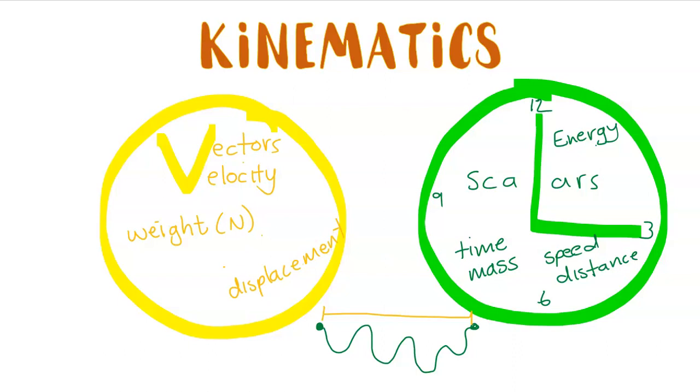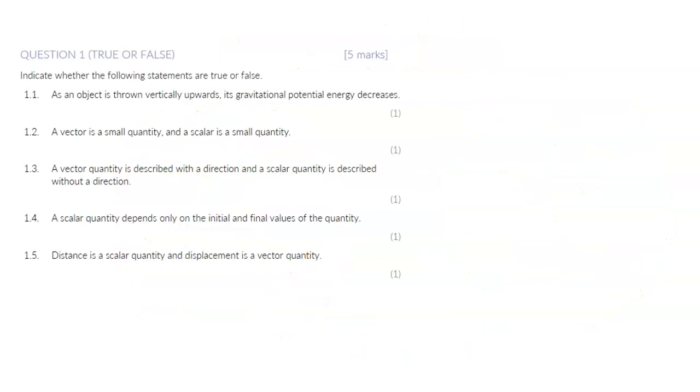We're going to do the same as previously. We're going to read through it, make some notes, and then come back and answer them for real. So the first one is true or false. An object is thrown vertically upwards. Its gravitational potential energy decreases. Okay, this is a copy of the other one, so we can remember what we did at energy.